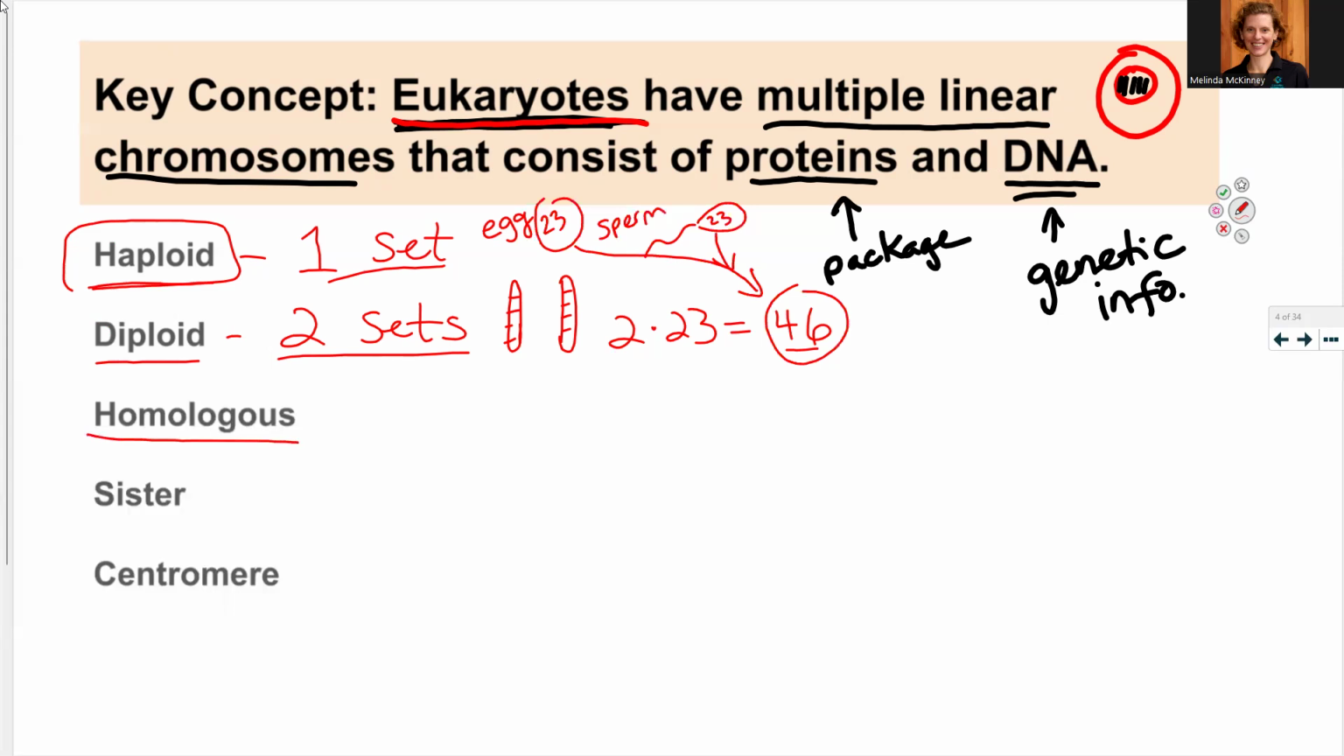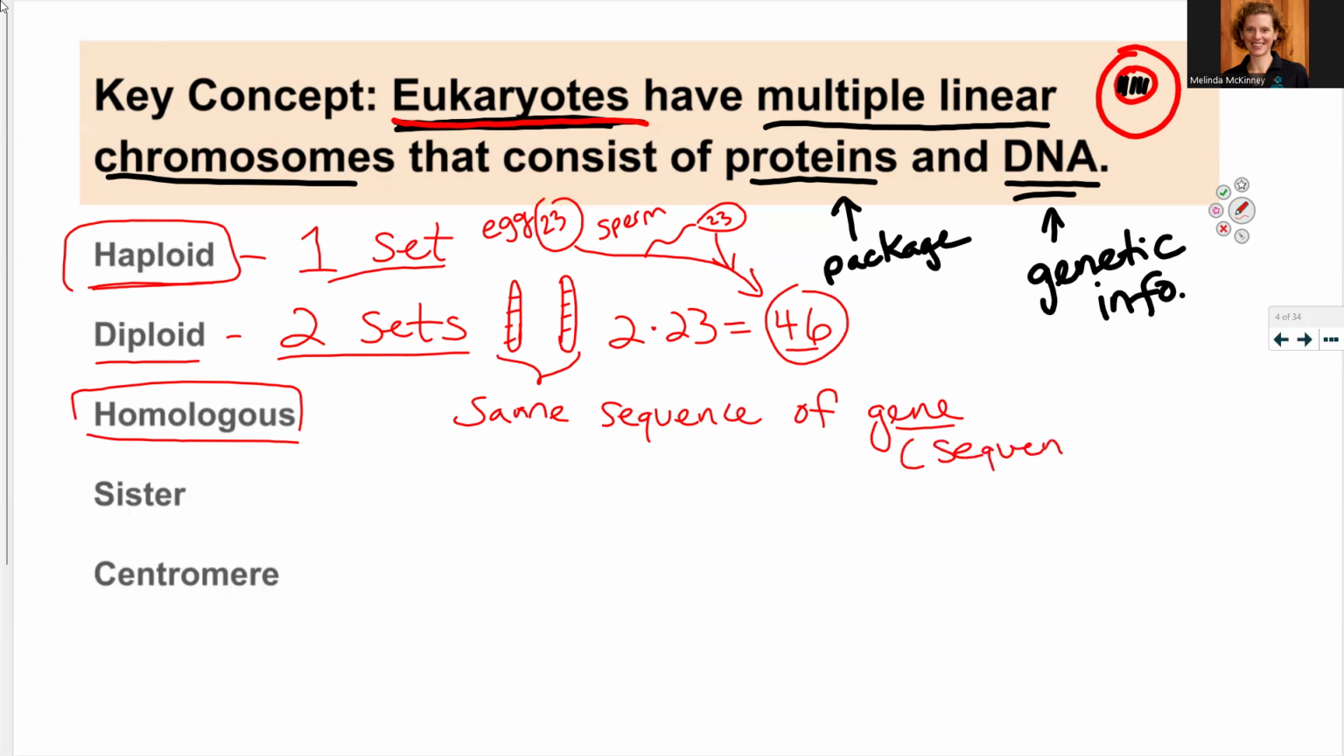Homologous chromosome, that refers to this set of chromosomes that have the same sequence of genes. And I know I didn't define genes yet, but a gene is basically a sequence of DNA that codes for a protein. I'm going to say for a protein, because there's some nuance to that. All right. So that's homologous. So a homologous pair, those are going to be like the number one chromosome from your mom, the number one chromosome from your dad.